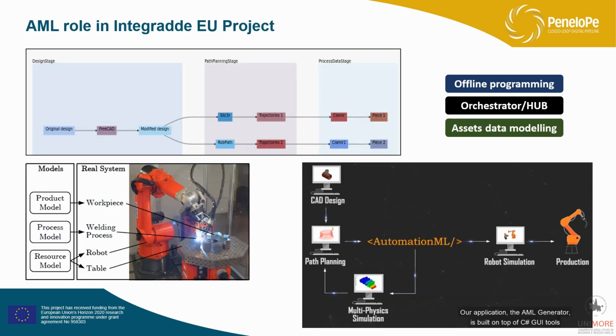AutomationML finds very nice applications also in European projects. I would like to briefly recall its application in the Integrade EU project. I want to be very short and invite you to listen to the training session provided by the University of Coimbra regarding this type of application. Basically in this project, AutomationML has been used as a way to orchestrate the information through several systems in the engineering pipeline. So as a way of asset data modeling, data exchange, but also as a way to convey the offline programming information.